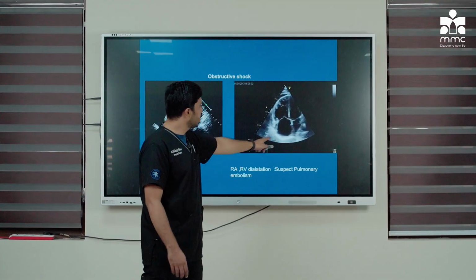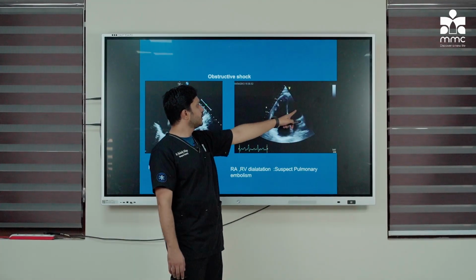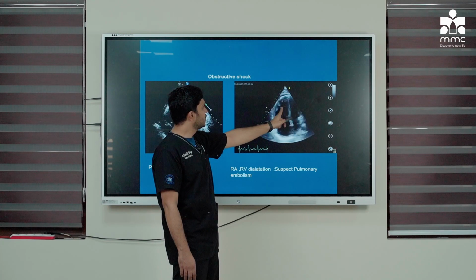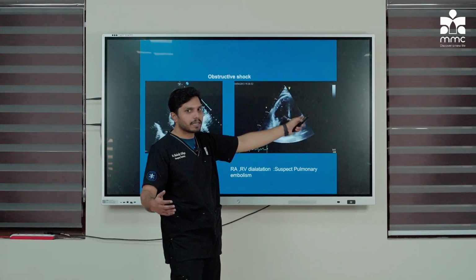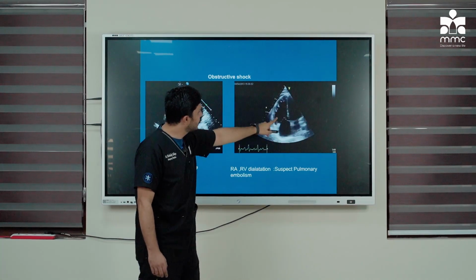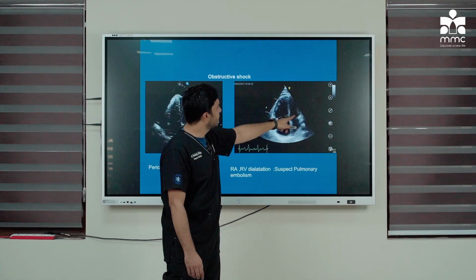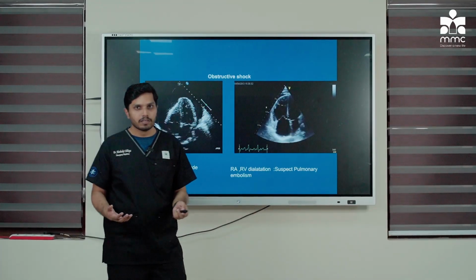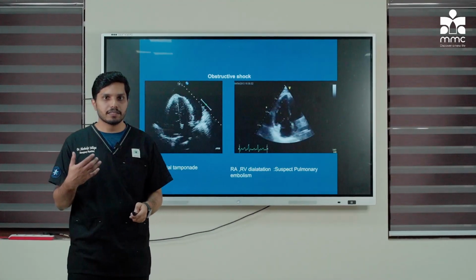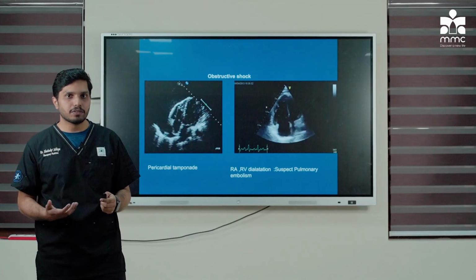And here you can see this one is the LV and this one is the RV. Usually we know that the LV is bigger than the RV, but in this scenario we can see the RV is bigger than the LV, and the RA is also getting dilated. In these cases also the patient will not get adequate circulation to the body.